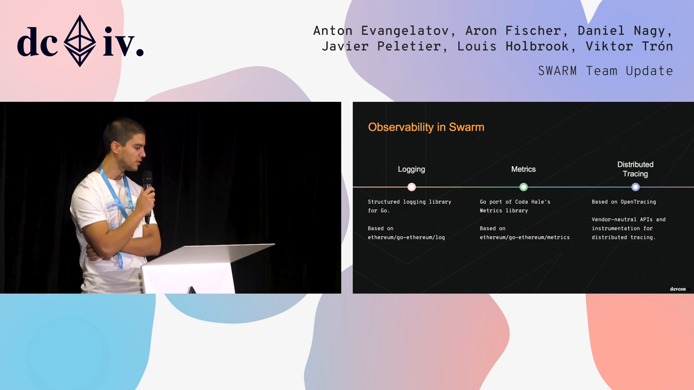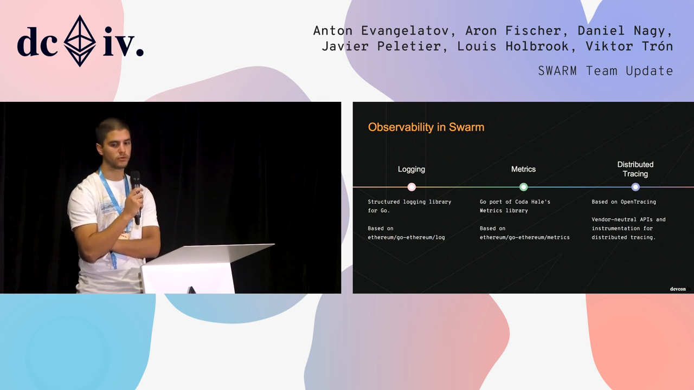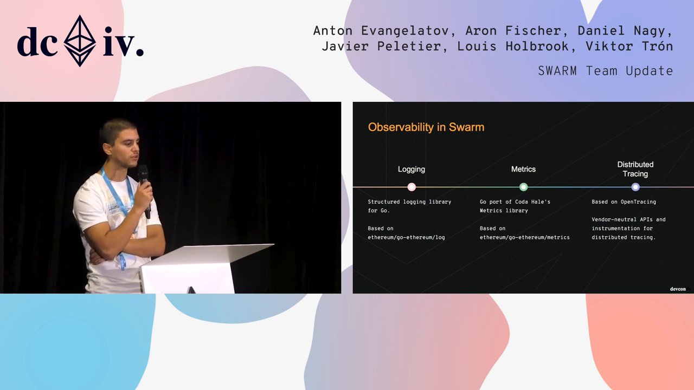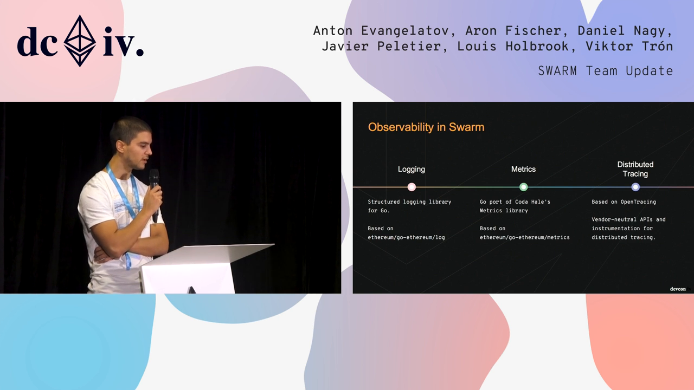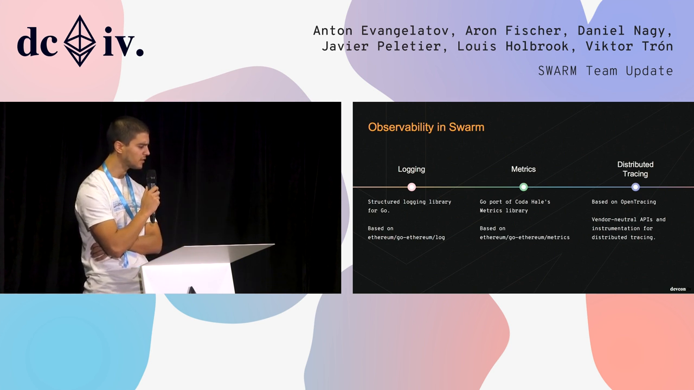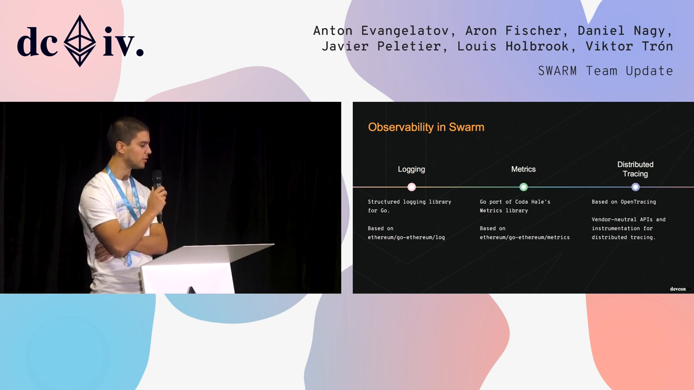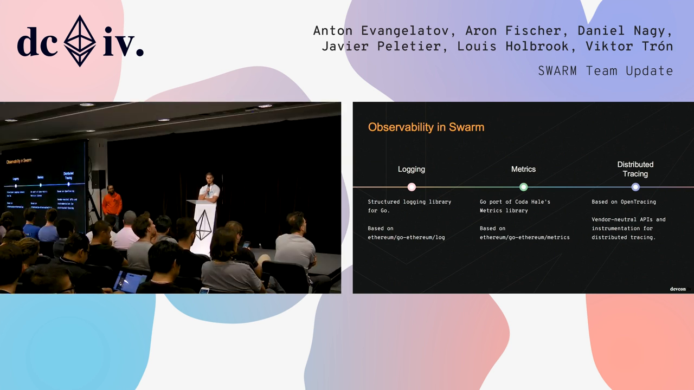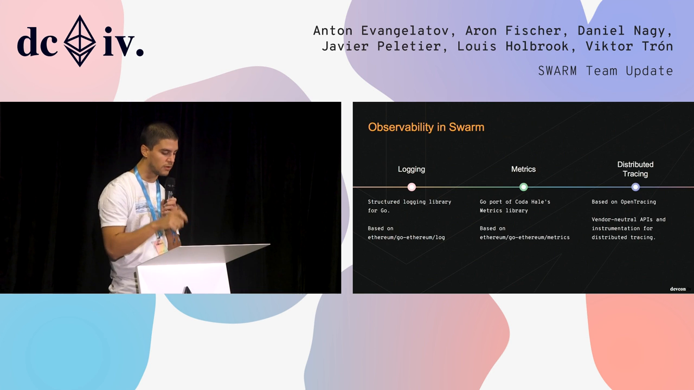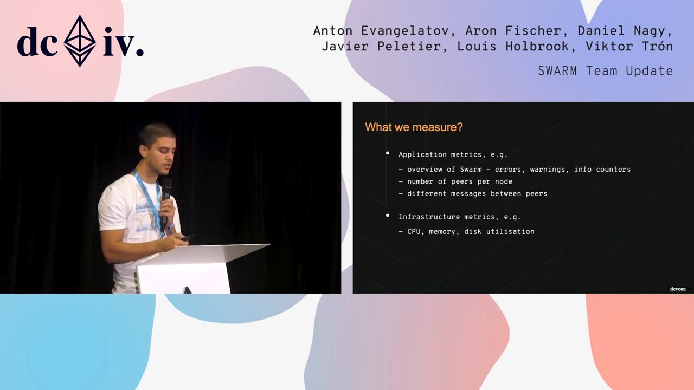So logging, metrics, and distributed tracing. We do aggregate logging on all our Swarm nodes so that we can trace requests from one to another. We do metrics aggregation and statistics, and we also do distributed tracing, so cross-node propagation of traces. Logging and metrics, even though they're very useful, they're not very interesting. They've been in the Go Ethereum code base for a while now. What we introduced is the OpenTracing framework, and we instrumented the whole Swarm code with it, which is basically vendor-neutral APIs for instrumentation.